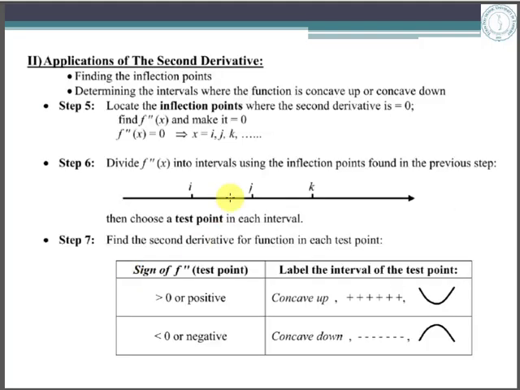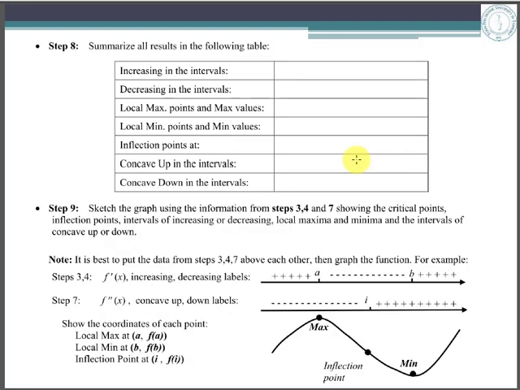And now this is the application of the second derivative. So these are the critical points, and again defining concavity, and you can fill in this table summarizing all of your results.